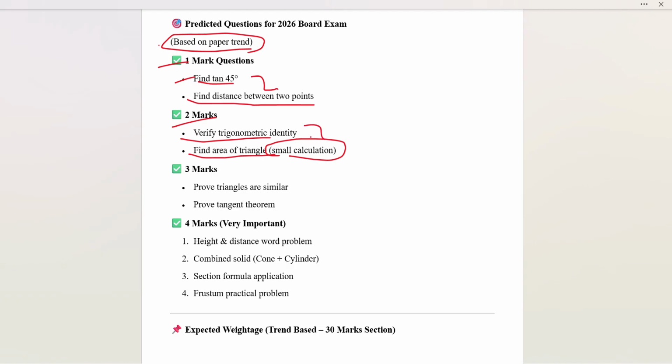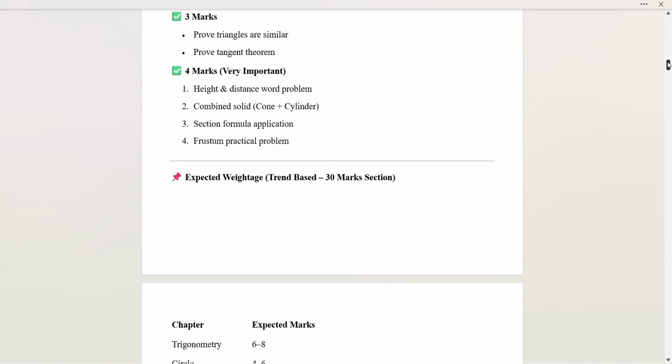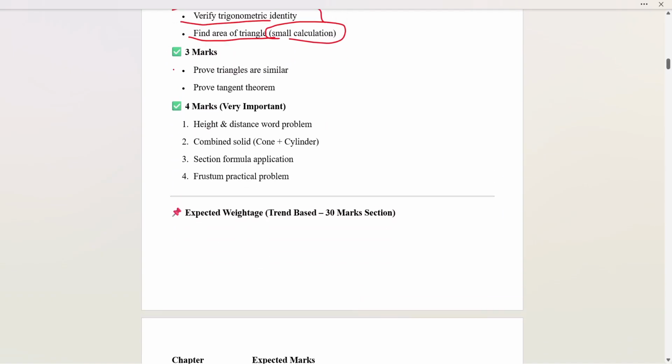So verify trigonometric identity. They give you sine square theta plus cos square theta equals 1, 1 plus tan square theta equals sec square theta, and 1 plus cot square theta equals cosec square theta. So move to the next. Those 3 identities are here, so you prepare those 3 identities. For the 3 marks question here: prove triangles are similar, prove the tangent theorem. You can solve these 2 concepts and questions.